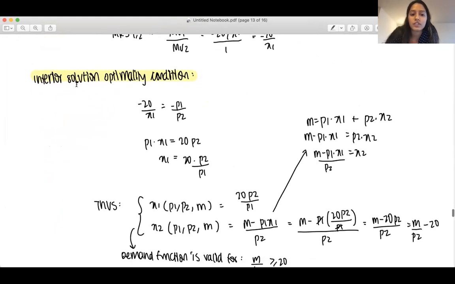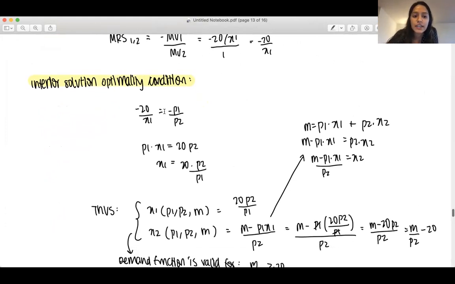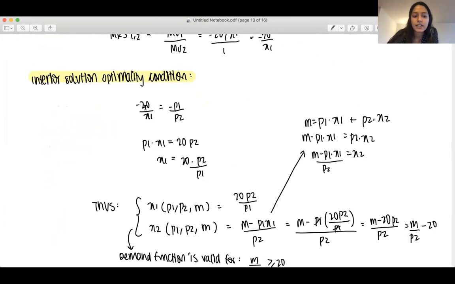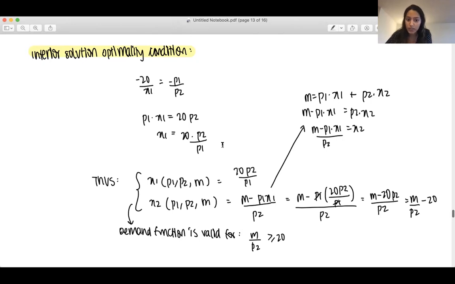I was talking about interior and corner solutions before. So here we're going to solve for the interior solution. The marginal rate of substitution is basically where both the curves meet, or the slope, which here, as you can see, is negative P1 over P2, or negative 20 over X1. I just rearranged it so that you can see what X1 would be. So this is it: X1 is equal to 20 times P2 over P1.